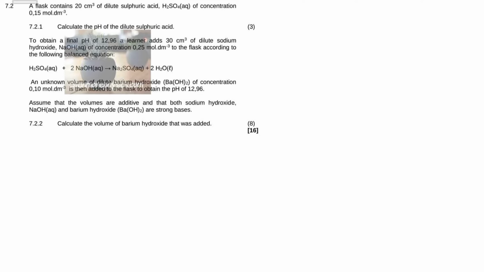A flask containing 20 cm³ of dilute sulfuric acid, H2SO4, of concentration 0.15 moles per dm³. Question 7.2.1, we'll leave that out since it's not such a difficult question.